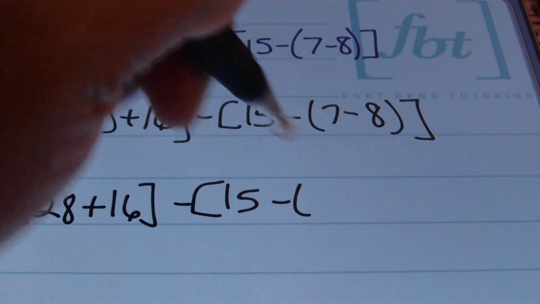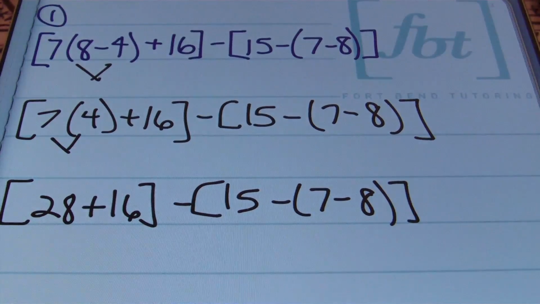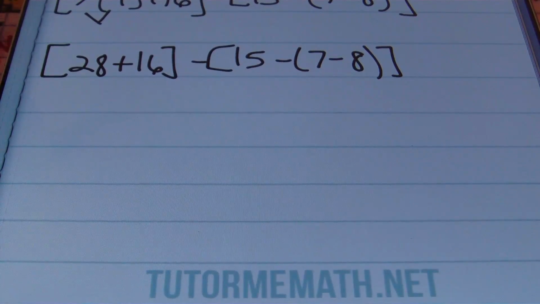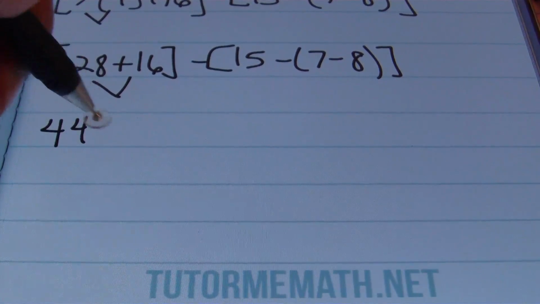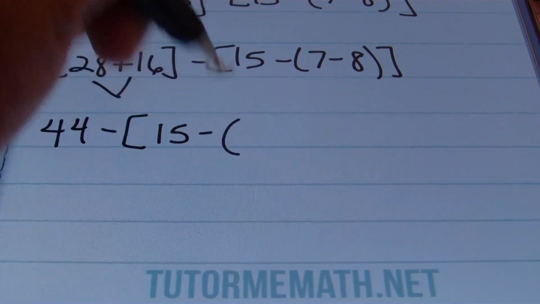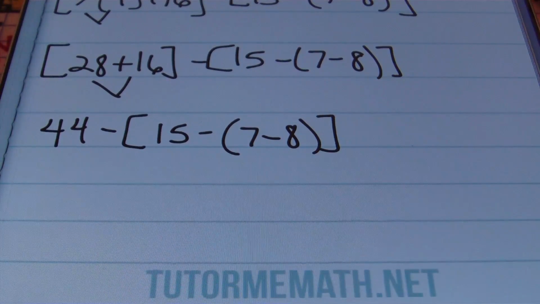So once again, we're just working inside of that first set of brackets, working out this problem one operation at a time. From here, I'm going to be adding 28 plus 16. Well, 28 plus 16 is going to give you a result of 44. So now I have 44 minus the quantity of 15 minus the quantity of 7 minus 8. Just like that. Now we're going to be moving to our next grouping symbol, which is this second set of brackets that we had from the original problem.